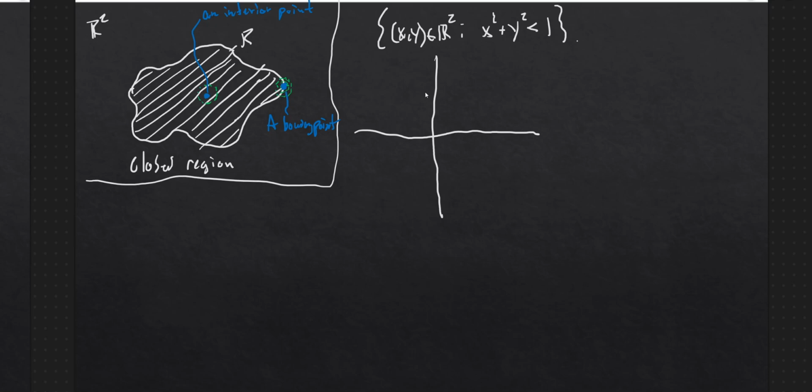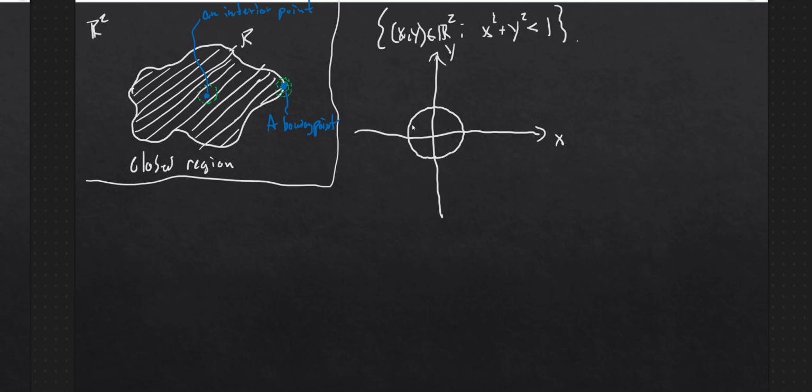Just freehand it. So here's x and y. And let's say this is 1. So here's my region in this problem, or for this set. This is my set. This is my region R. I've actually made a mistake already. I'm going to jump back.